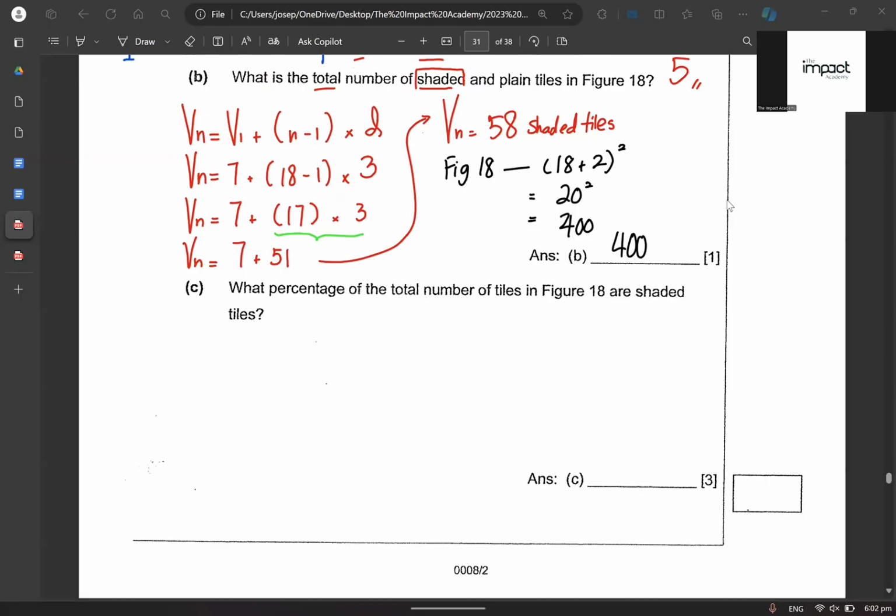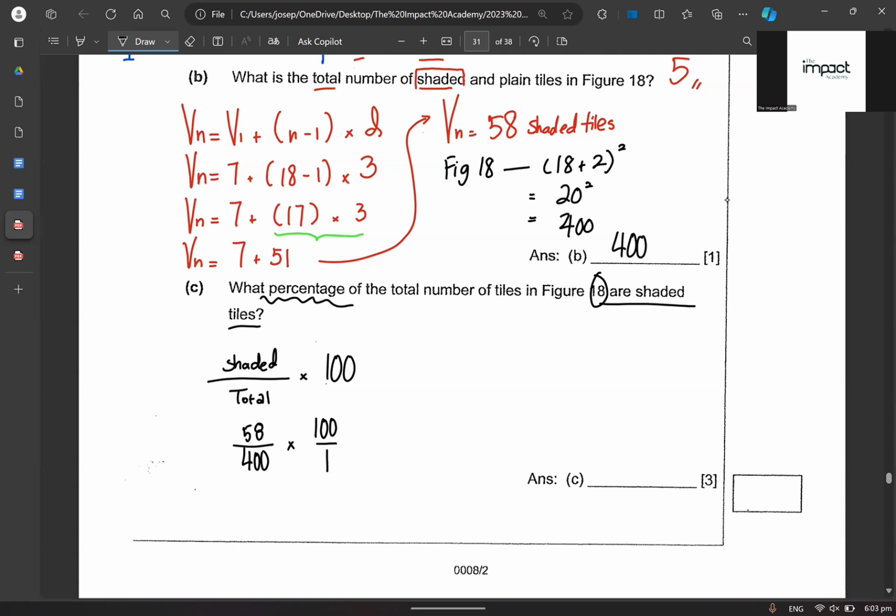Then the next question asks what percentage. The moment the question asks for percentage, what do you have to do? Something over the total, times 100, correct or not? So shaded tiles over the total, in figure number 18. We got the number of shaded, which is 58, over the total of 400, times 100. Press your calculator and you should get 14.5%. So 14.5% of the tiles in figure 18 are shaded.